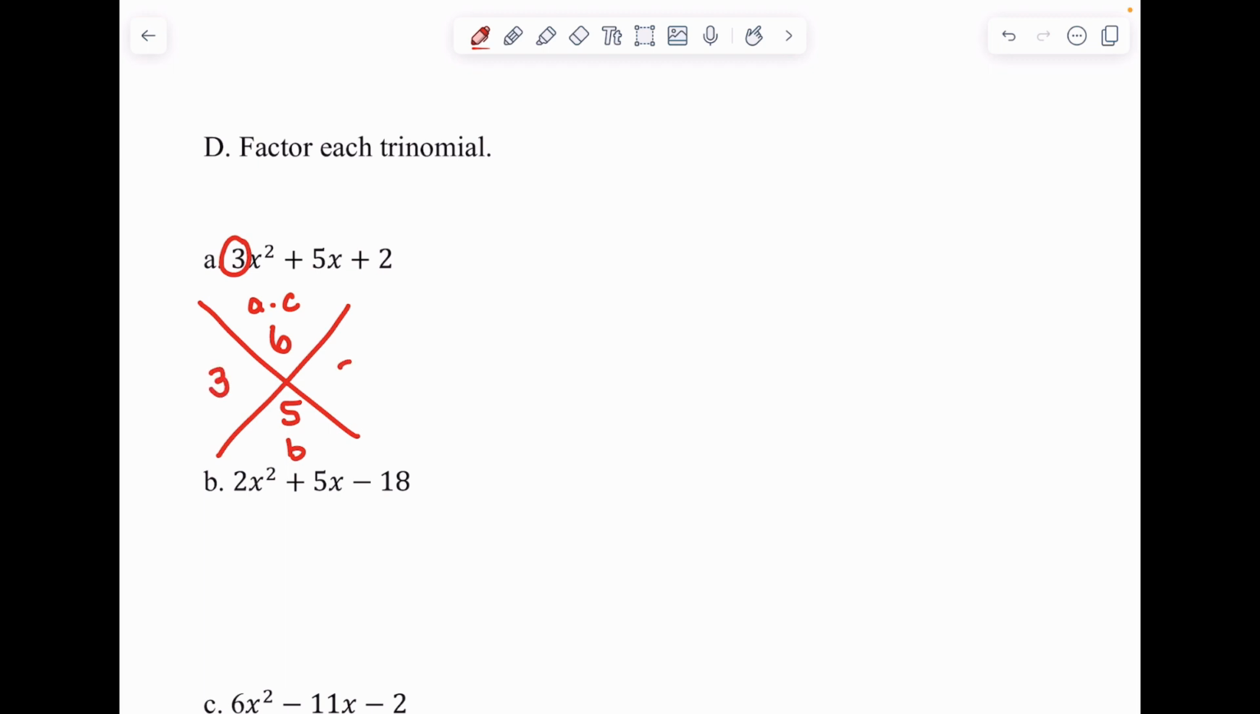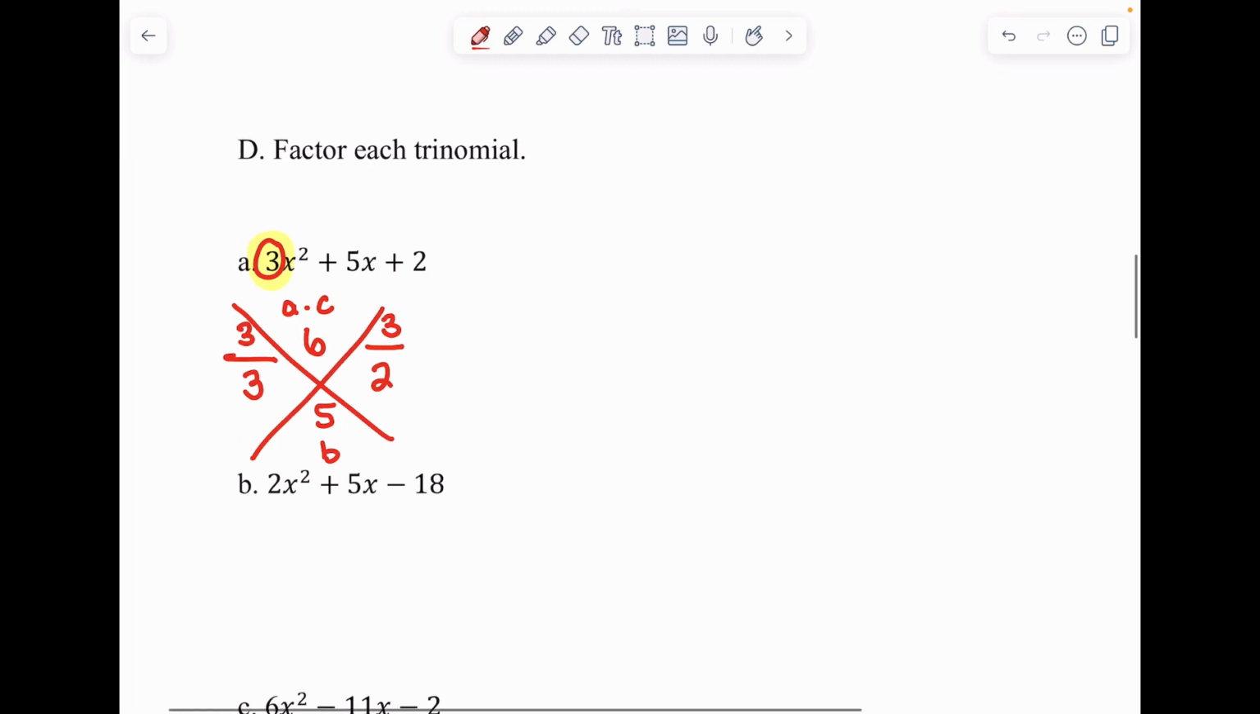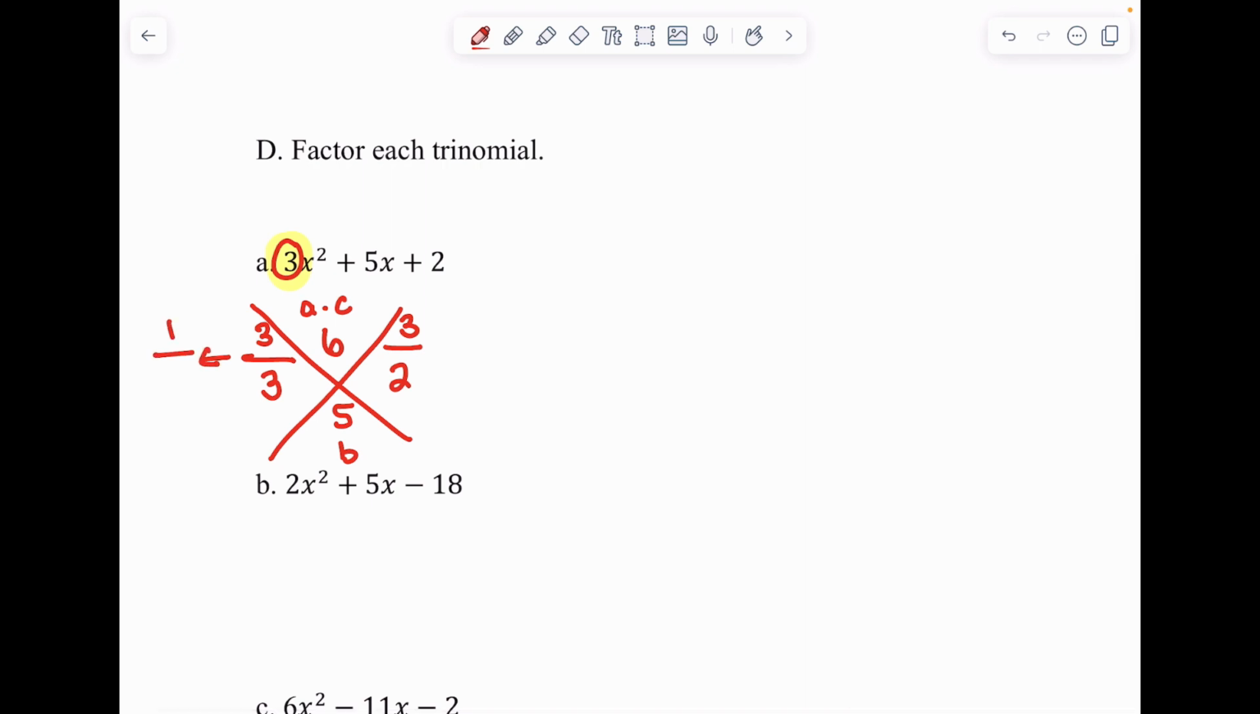And I have to think of two values that multiply to 6, but add to 5. So I think the two values will be 3 and 2, because 3 times 2 is 6, and 3 plus 2 is 5. Now that I've come up with my values, I need to place my a, the number in front of x squared, on the top of both numbers, and simplify if I can. 3 over 3 can simplify to 1 over 1 when I divide both by 3, and 3 over 2 cannot be simplified. And then the number on top tells me what goes with my x, so I will have 1x plus 1 and 3x plus 2.